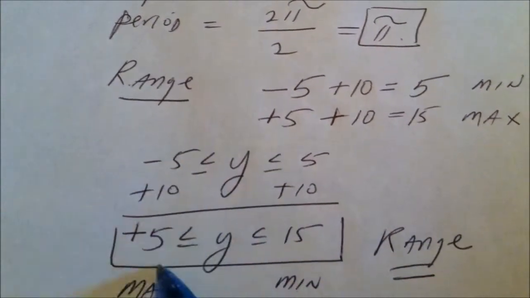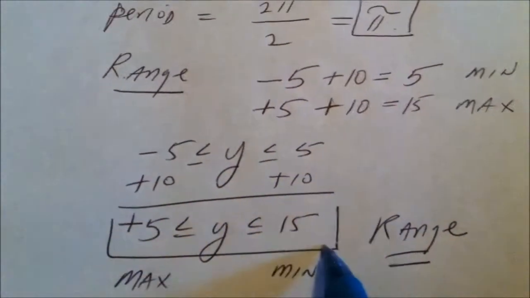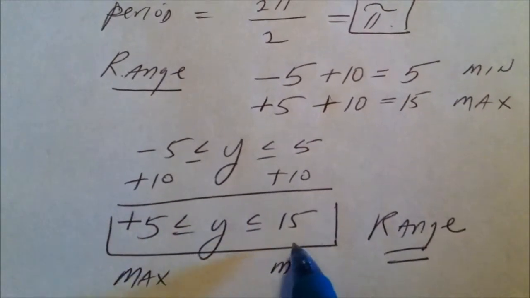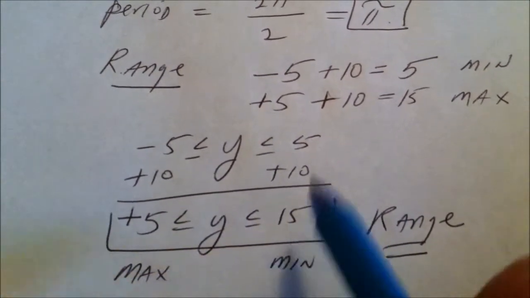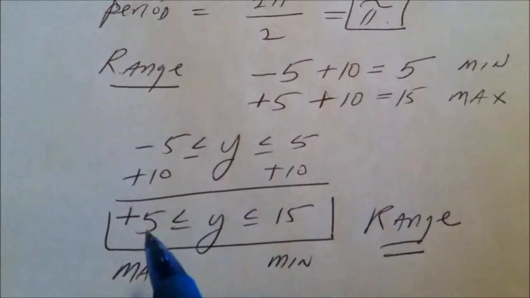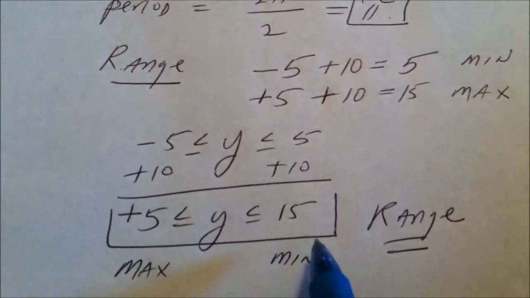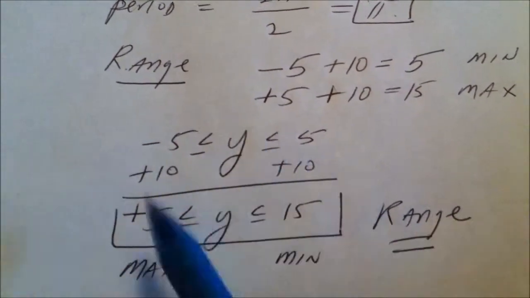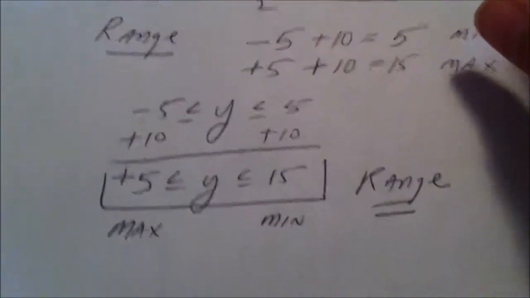So -5 plus 10 is 5. 5 plus 10 is 15. This is my range of values. Now if you did put the equation in the calculator and look at your table, you would see that 5 is the minimum and 15 is the maximum. So you're better off just using the formulas and checking it with the calculator.